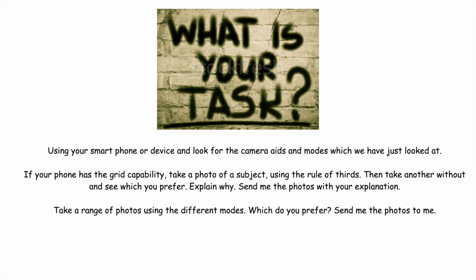If your phone has got the grid capability, take a photo of your subject using the rule of thirds that I explained earlier. Then take another without and see which of the photos you prefer. Explain why. So I'd like you to write this down. Send me the 2 photos with your explanation. And then just have a go at playing around. Take a range of photos using the different modes that you can use on your camera. What do you prefer? And I'd love to see them.